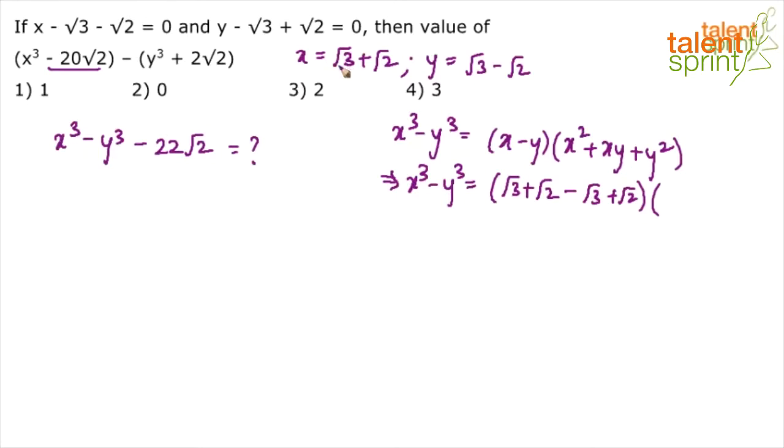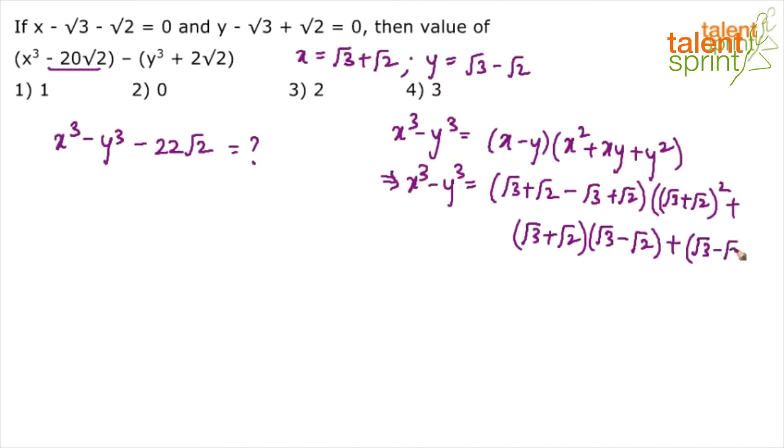See, root 3 plus root 2 whole square, plus x into y, root 3 plus root 2, root 3 minus root 2 whole square. You can actually do it mentally here. You don't have to write down everything, but just so that you can follow, I'm putting it. X square, you can directly say that root 3 plus root 2 whole square will be equal to what? 3 plus 2, 5, 5 plus 2 root 6, right?